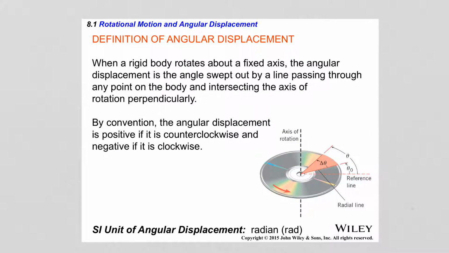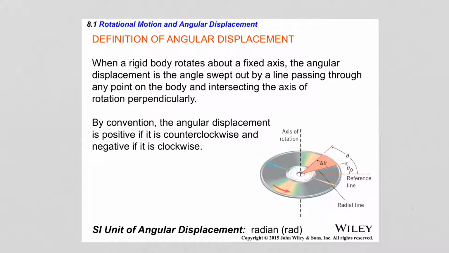The definition of angular displacement states that when a rigid body rotates about a fixed axis, the angular displacement is the angle swept out by a line passing through any point on the body and intersecting the axis of rotation perpendicularly. By convention, the angular displacement is positive if it's counterclockwise and negative if it is clockwise.